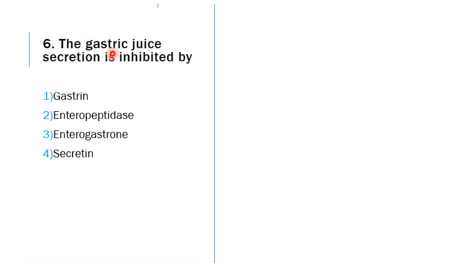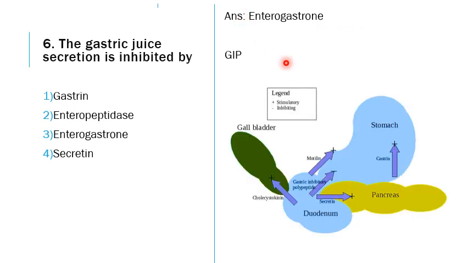The sixth question is, the gastric juice secretion is inhibited by. The options are gastrin, enteropeptidase, enterogastrone and the secretin. The answer is enterogastrone, which is the gastrointestinal polypeptide.